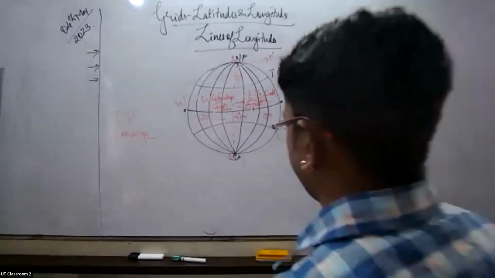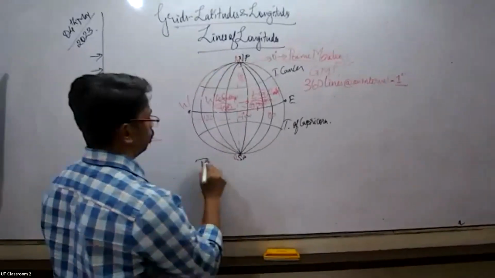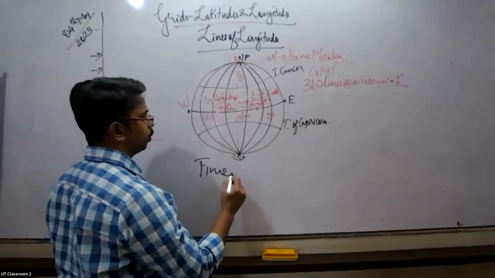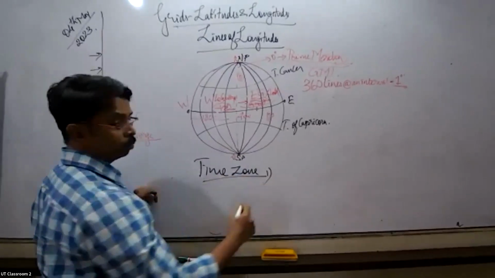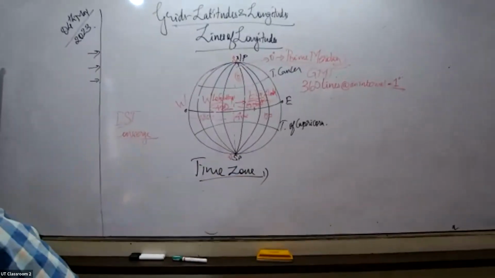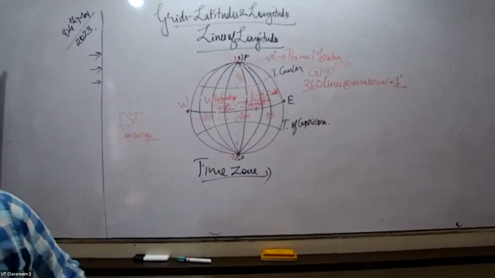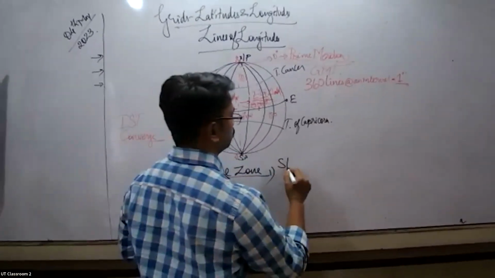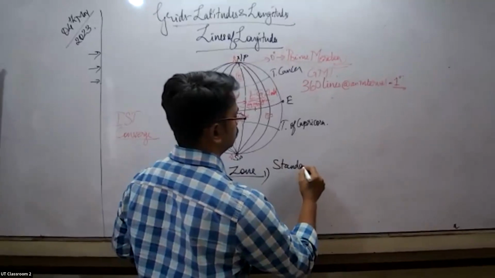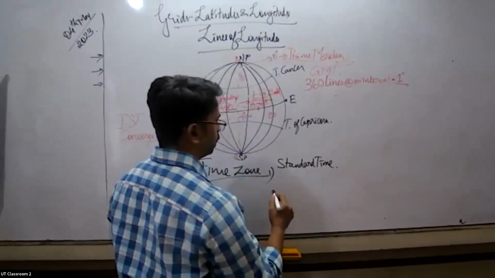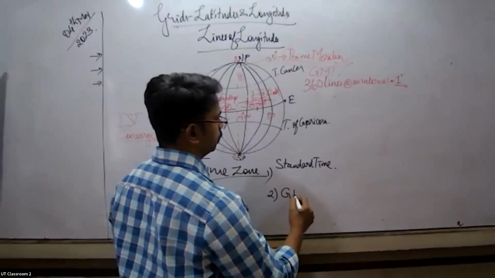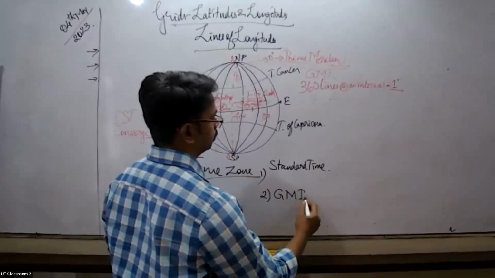Now we are getting into time zones. But for your level, we are not going to study all the 24 time zones. What is the first one? Before that, standard time. So we are going to study what is standard time. What is the next one we are going to study? Greenwich Mean Time, which I will call GMT. And the last one is IST.